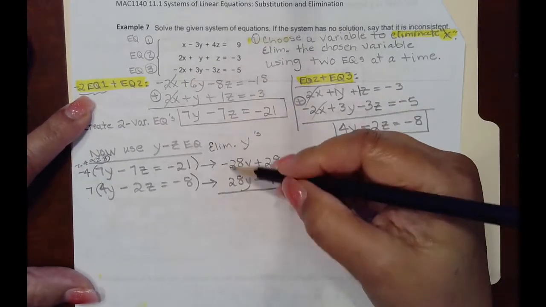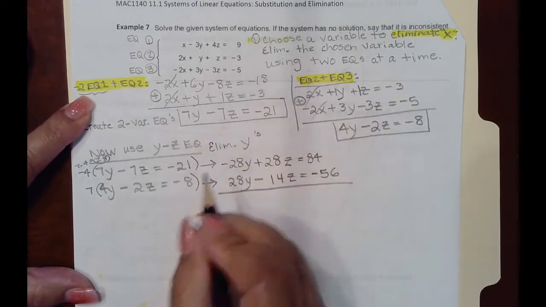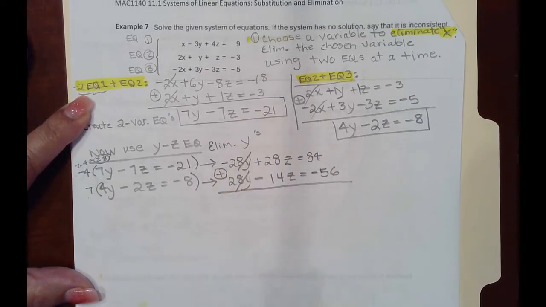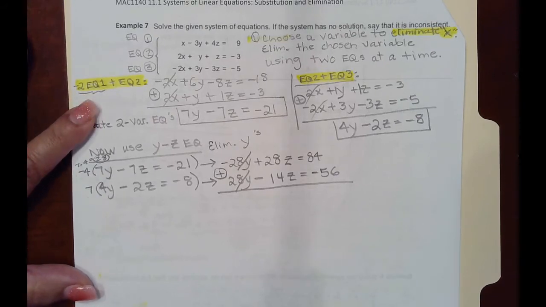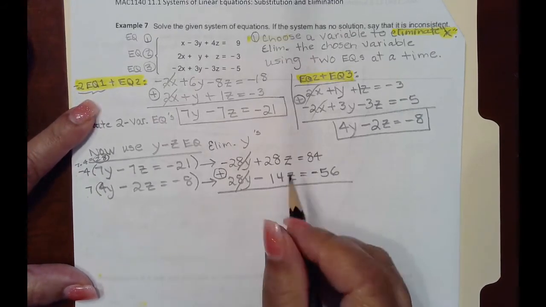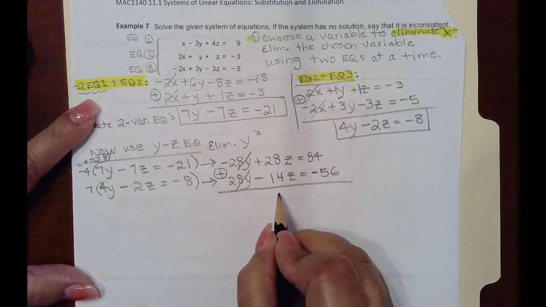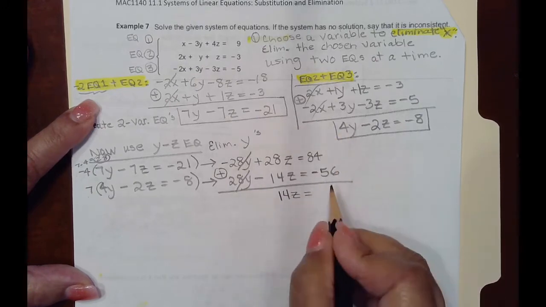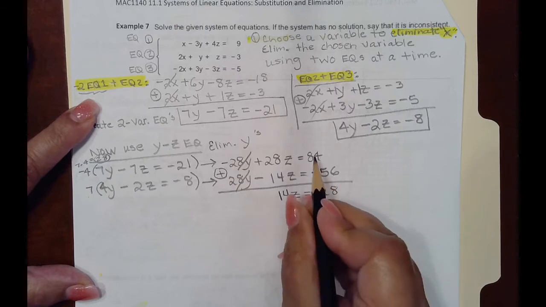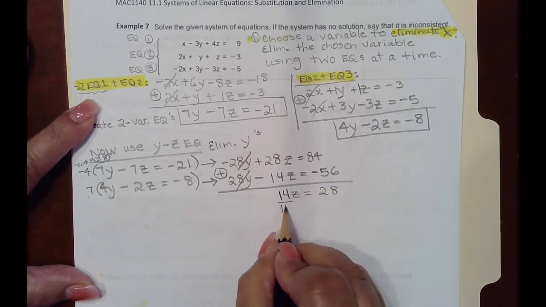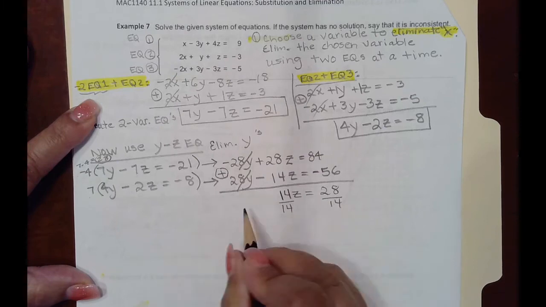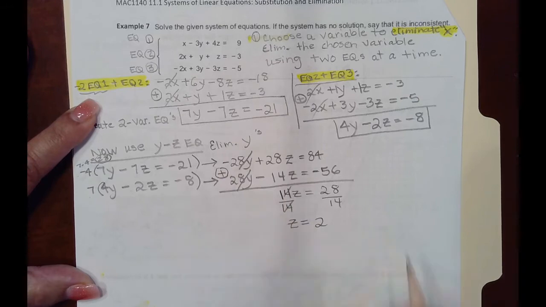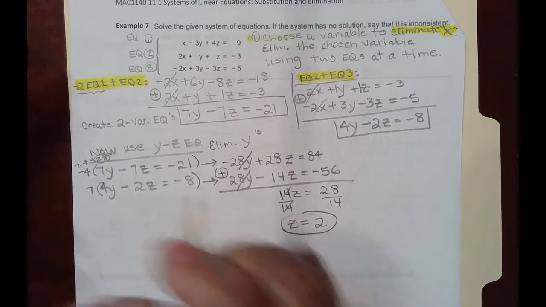Once you have another column where they have opposite signed coefficients, you're ready to add those two equations together, thus getting rid of yet another variable. So now we're down to just a single variable here. 28 take away 14 is 14z. And then 84 take away 56 is 28 as we add this to this. Then divide off that coefficient to both sides of this little mini equation, and you finally have one value. You know that z is equal to 2.